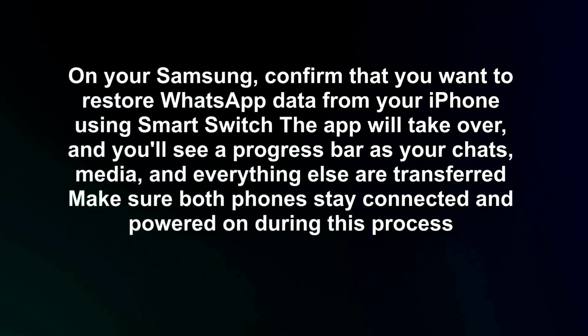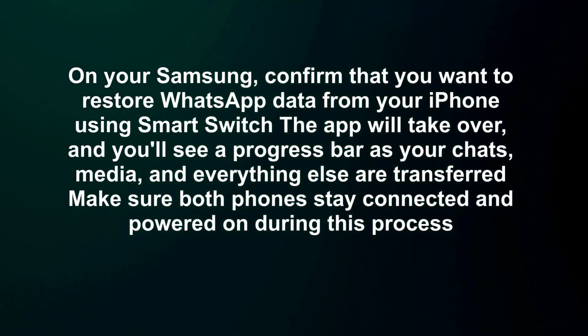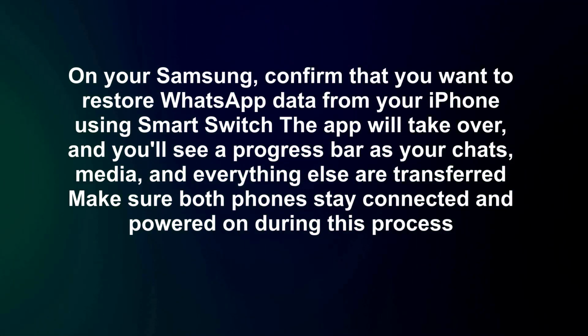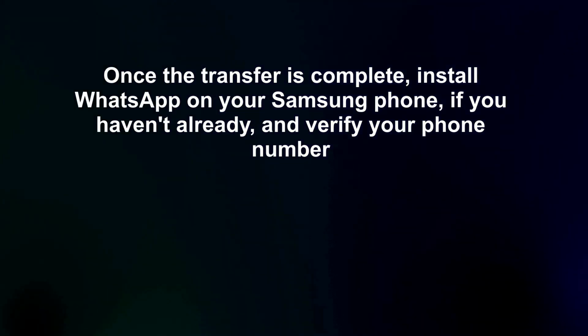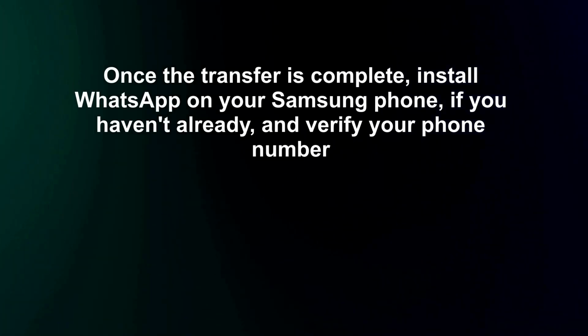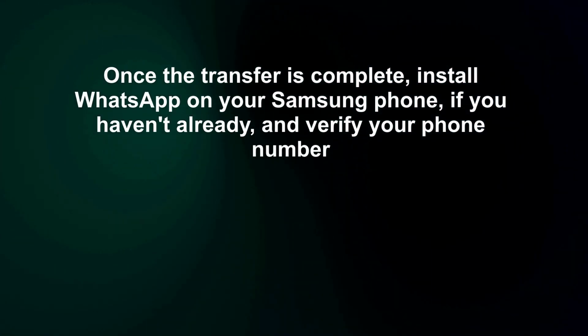The app will take over, and you'll see a progress bar as your chats, media, and everything else are transferred. Make sure both phones stay connected and powered on during this process. Once the transfer is complete, install WhatsApp on your Samsung phone, if you haven't already, and verify your phone number.